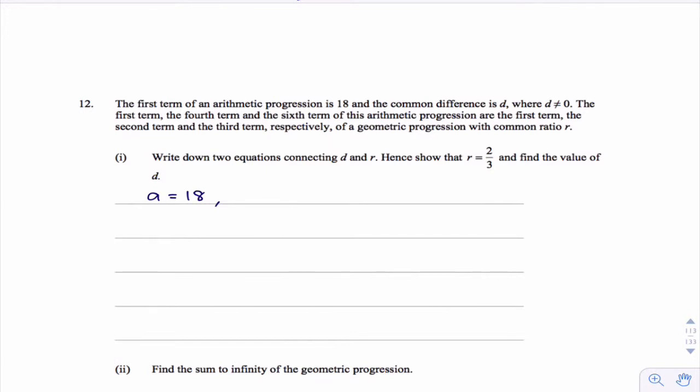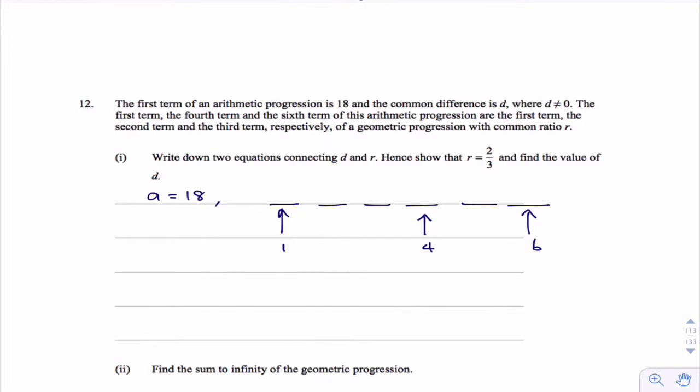Alright, this is a hard one to start getting your head around, so I like drawing this kind of thing out. We've got the first, second, third, fourth, fifth, and sixth term. So here's our arithmetic progression. These three terms, the first, the fourth, and the sixth, are actually the first, second, and third terms of a geometric progression. So what I'm going to do is get expressions for each one of these different terms, first, fourth, and sixth, and then see if we can work out what r is going to be, or show that r is equal to 2/3.